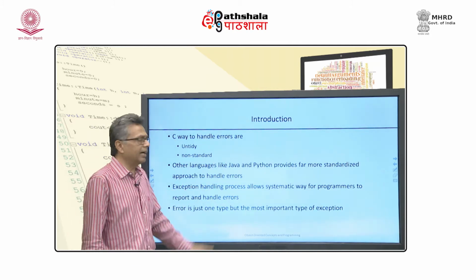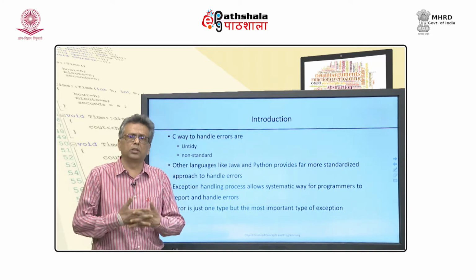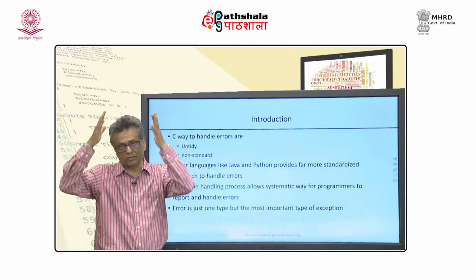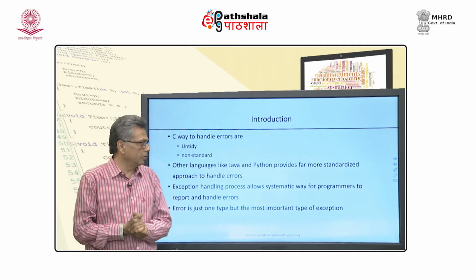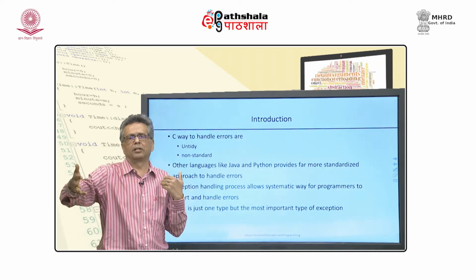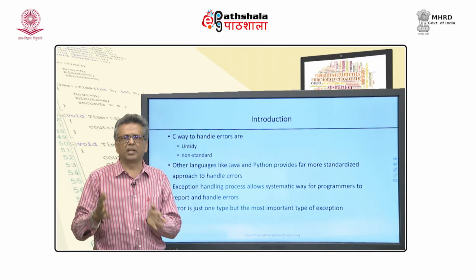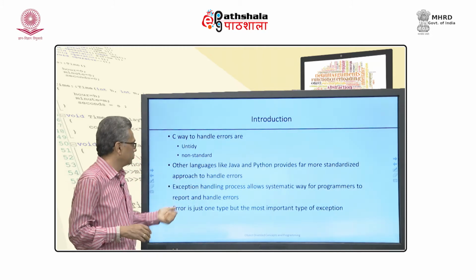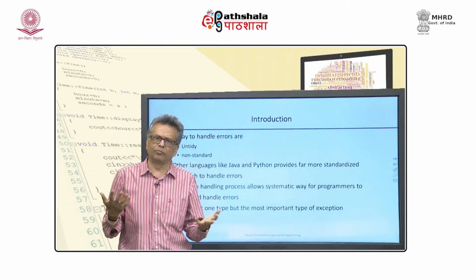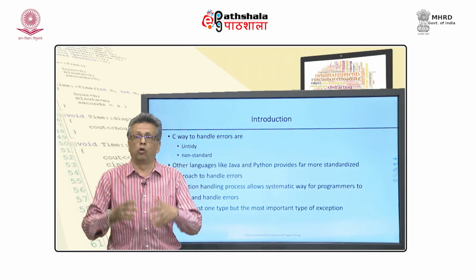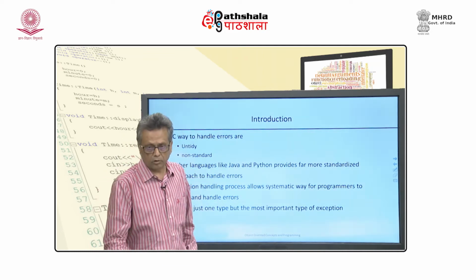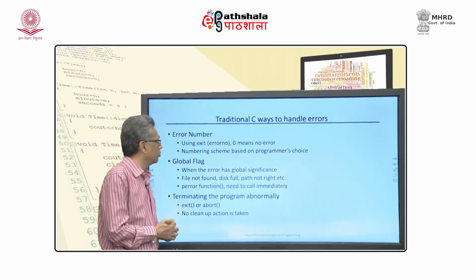Okay. The exception handling process allows you to progress or stop based on the requirements in a very standardized and systematic way. One programmer reporting an error to another programmer in a systematic, standardized format is possible using the exception handling mechanism. Error is just one type of exception, but it is the most important type, and that is normally what an exception is understood as, and we will be only talking about that part. So, exceptions as errors, and not other things.